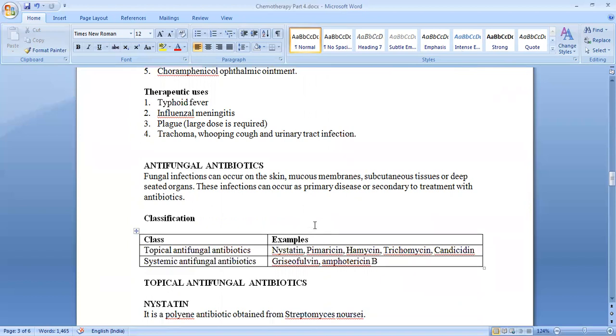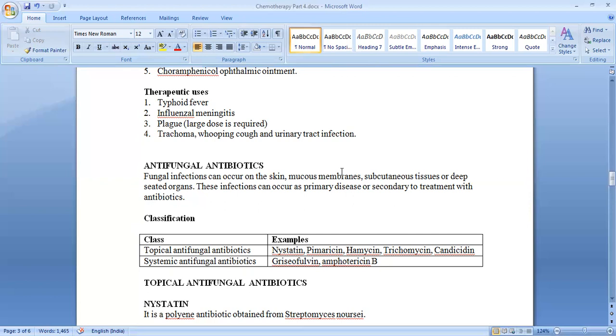Next category is that of antifungal antibiotics. Whatever we have seen so far, those antibiotics act against bacteria, right? So they were antibacterial antibiotics. Now what we are going to see are the antibiotics which can be used to treat infection by fungal organisms. Generally we know that fungal infections may occur on the mucous membranes, on the skin, or within the tissues or organs inside the body, right?